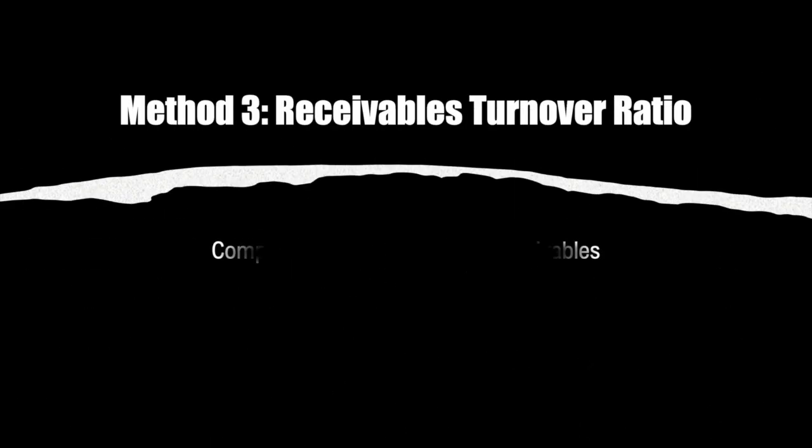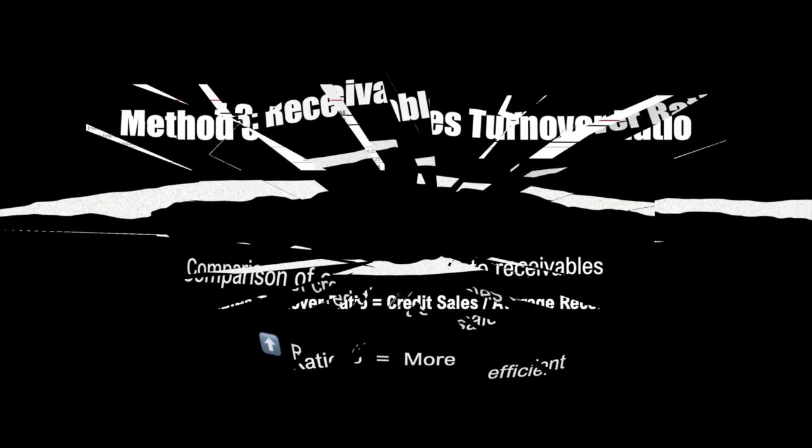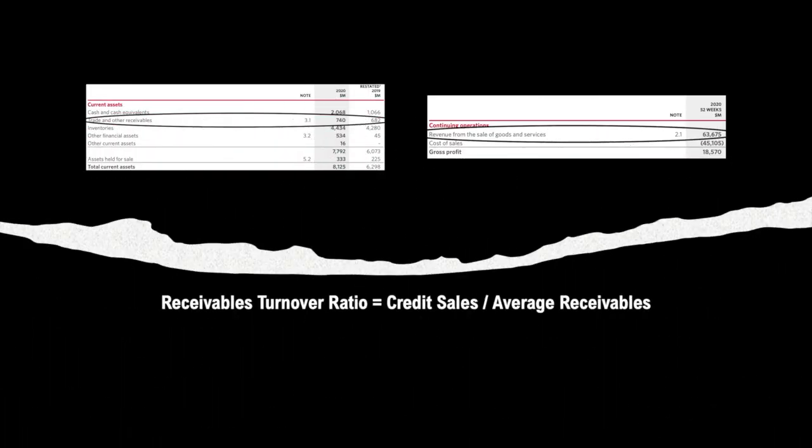The method of receivables turnover ratio is a sales comparison of credit sales to receivables that measures a company's ability to generate and collect receivables. To put simply, a higher ratio indicates that a company collects the receivables faster or more efficiently. For Woolworths Groups, if we assume all sales were credit sales, we will divide it by average receivables, which will give a value of 90. So Woolworths Groups collect their receivables 90 times in a period.